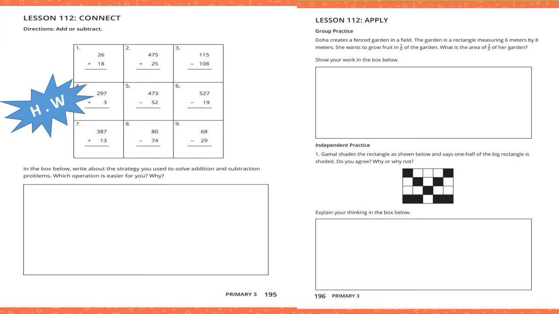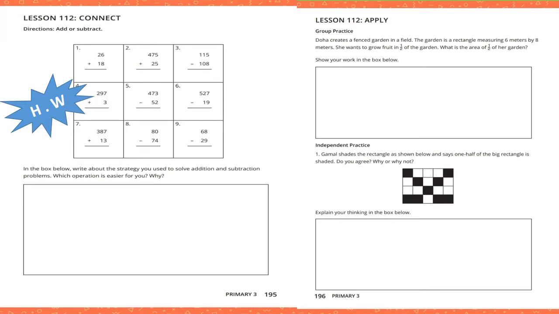Doha creates a fenced garden in the field. The garden is a rectangle measuring 6 meters by 8 meters. She wants to grow fruit in half of the garden. 1/2 means half of the garden. What is the area of 1/2 of her garden? Show your work in the box below.